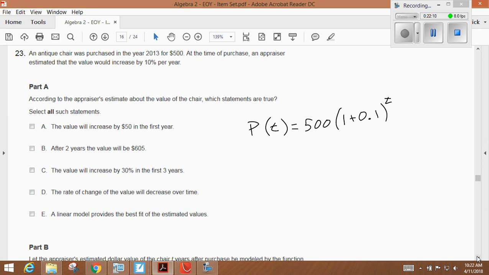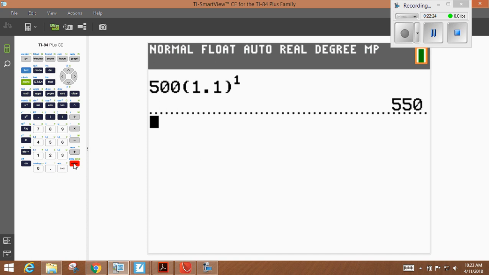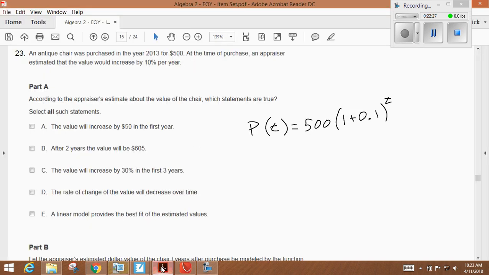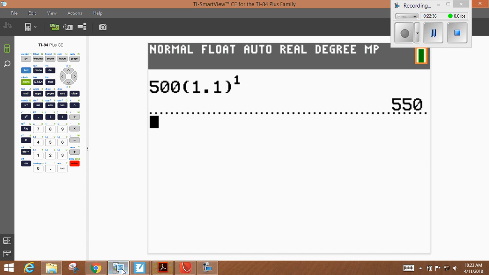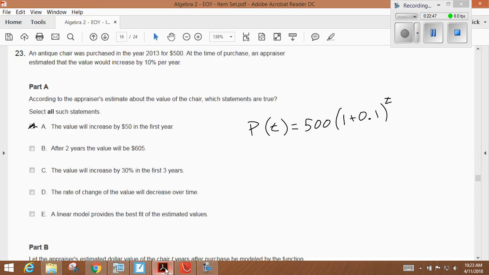In 1 year, what does that mean? That means that we're going to plug in 1 for our exponent. 550. Is it true? The value will increase by 50. Yeah, right? 550. How about 2 years? All we got to do is go to our calculator, and instead of 1 for our exponent, we will put 2. 605. What did it ask us? The value will be 605. Yes.